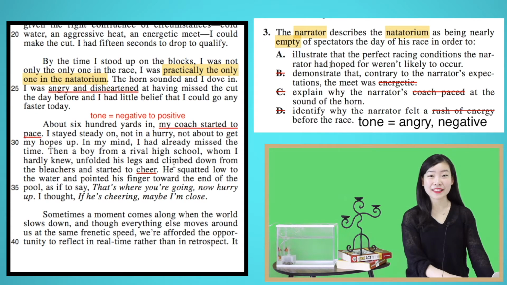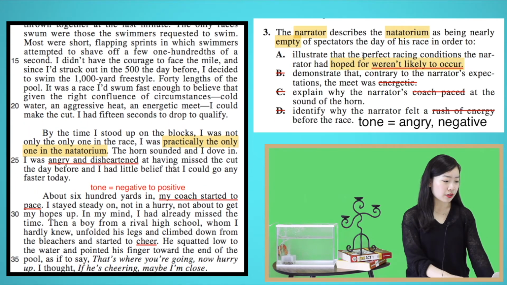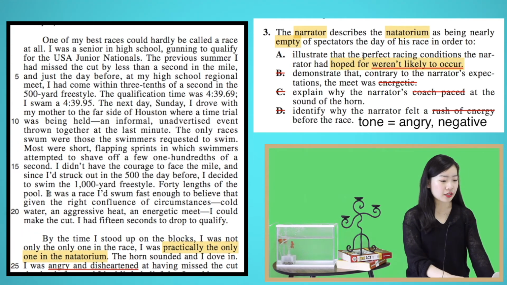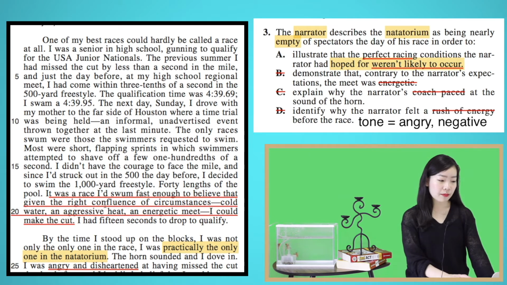Okay, let's look at the last option, A. A has this unhopeful tone that matches with what we're looking for. If you also want to look at the details, from line 18, he does mention the perfect racing conditions he was hoping for. He mentions energetic right over here. And was he energetic? No, he was disheartened. So A is correct.